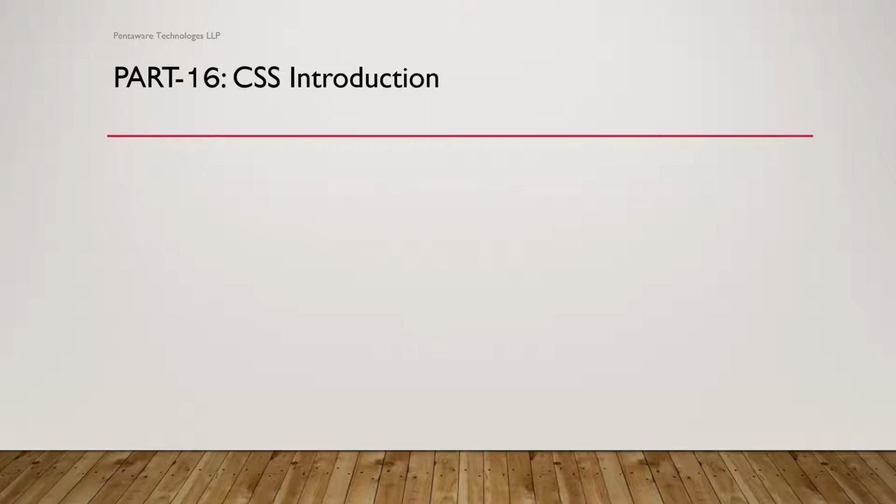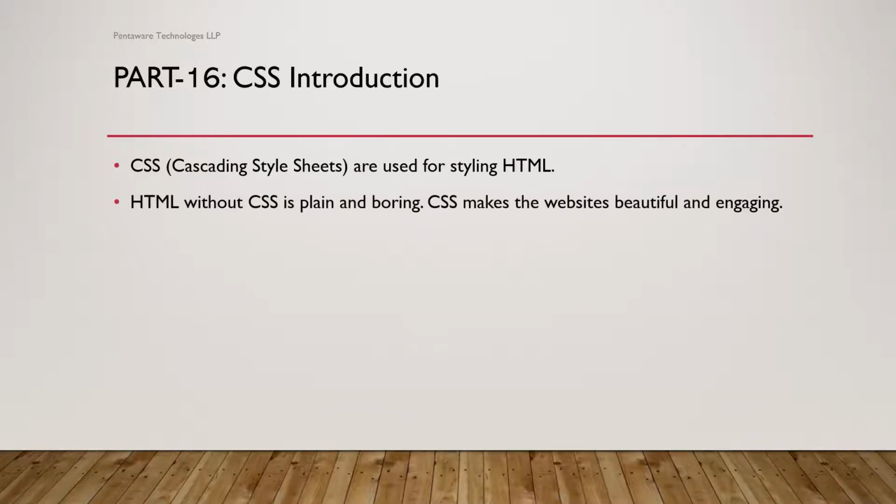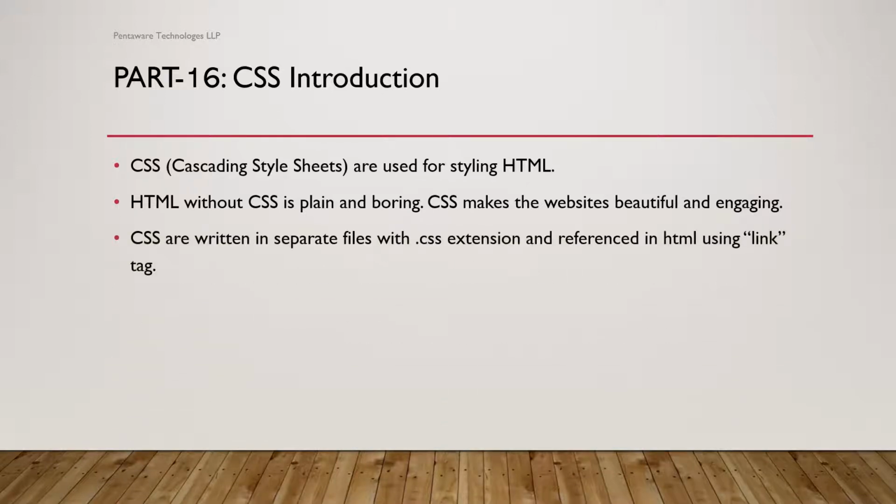Hello friends, this is part 16 of the application development series, and this part is the introduction of CSS. So what is CSS? CSS is cascading style sheets that are used for styling HTML. HTML without CSS is plain and boring. CSS makes websites beautiful and engaging. CSS is written in separate files with a .css extension and referenced in HTML using the link tag. So basically CSS files, or cascading style sheets, are for beautifying HTML.